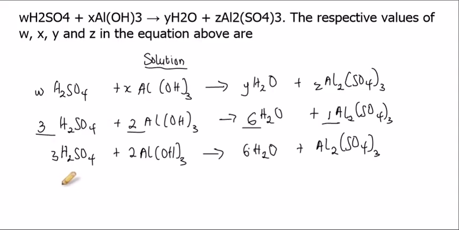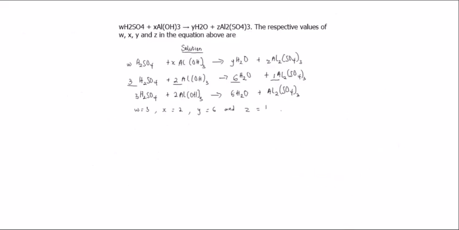So from here we can see W equals 3, X equals 2, Y equals 6, and Z equals 1. So with this, we've come to the end of the solution to the question, and we've gotten the values of W, X, Y, and Z to be 3, 2, 6, and 1 respectively. That will be all.